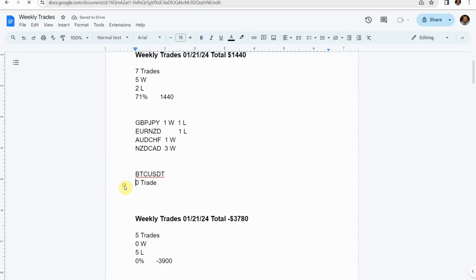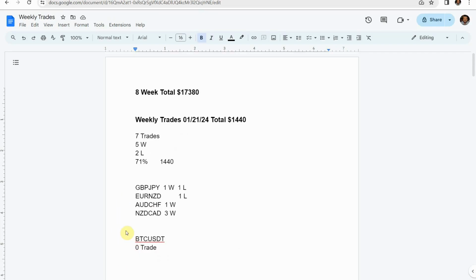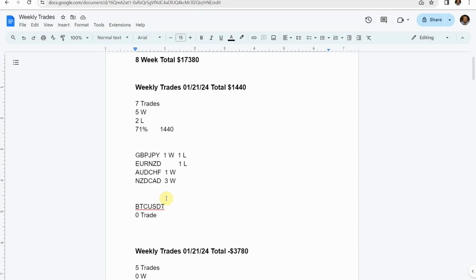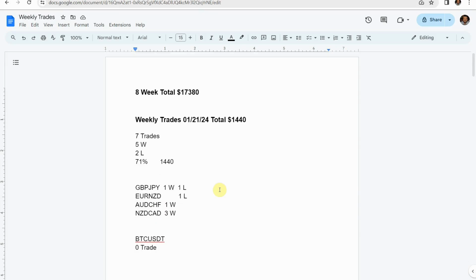Let's go ahead and go over the weekly signals. And so this is using the Academy of Forex indicator on these 4 Forex pairs and this one crypto coin on the 30-minute time frame. Each week we look at the signals that it gave us. And so this last week we did 7 trades altogether. We would have had 5 winning trades and 2 losing trades, putting it at a 71% win rate. The gain would have been $1,440. The crypto coin didn't have any trades at all, so that would have been just a 0 there.